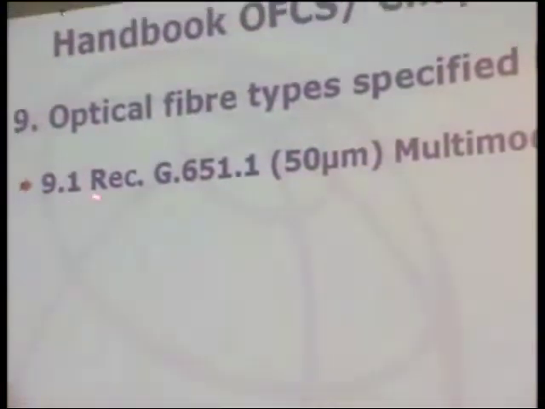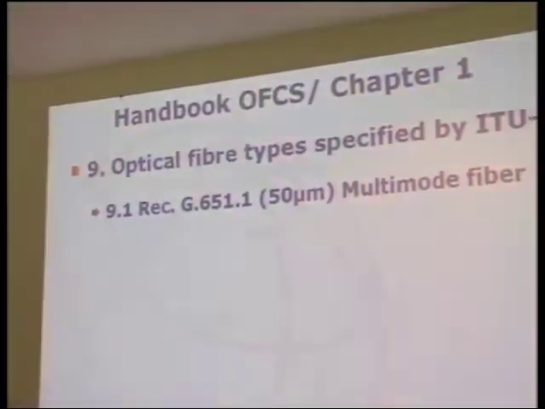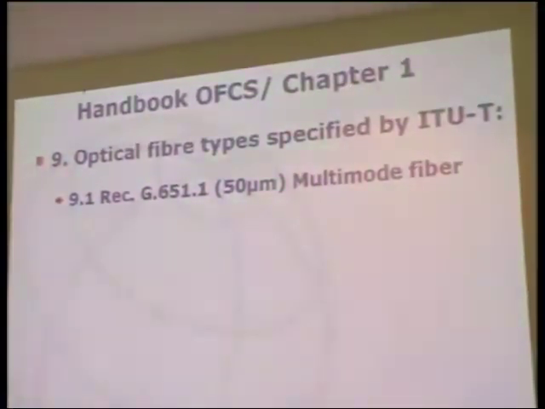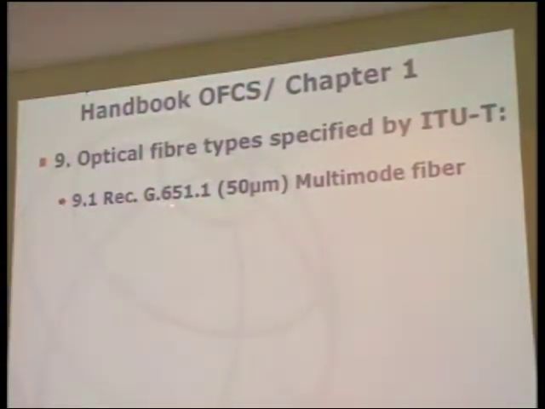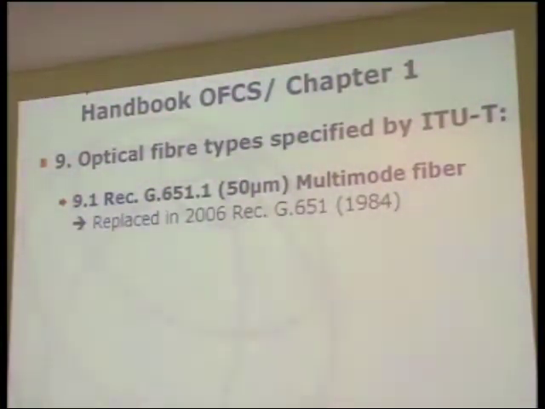Let's now have a look at the different fibers a little bit more in detail. As said before, you can find it back again in section 9.1 of chapter 1. The first fiber is this multimode fiber. Nowadays it is G.651.1. It is a 50 micron fiber, graded index. It replaced the older one, G.651, which was the first recommendation in ITU on fibers, created in 1984.